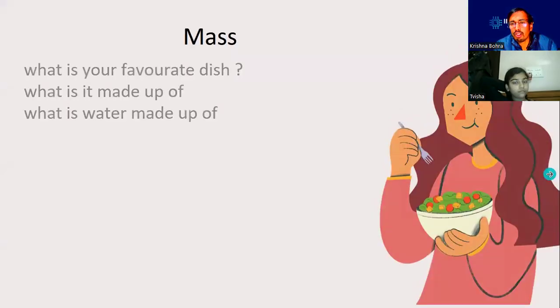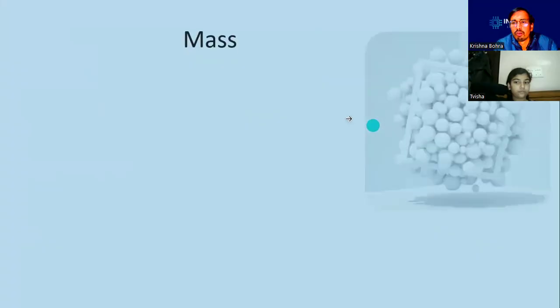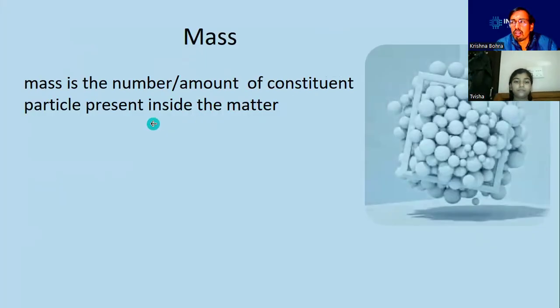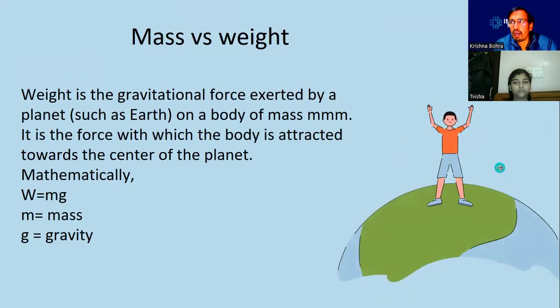For that, we understood what mass actually is: the amount of constituent particles present inside the matter. What is a constituent particle? It is the particle of which our atom is formed or made up, like in case of water, it was H2O. In case of a human, humans are formed of the basic building block, that is the cell. So when we need to find out the mass of a human, we need to count or measure the amount of cells present in the human body.